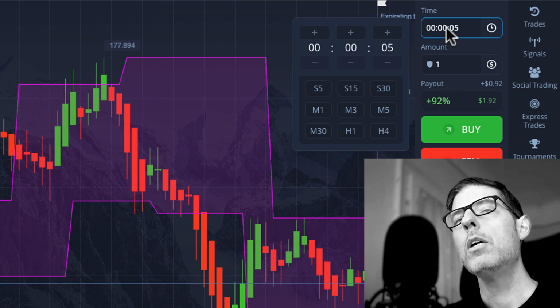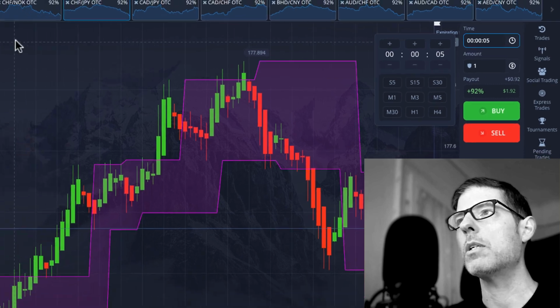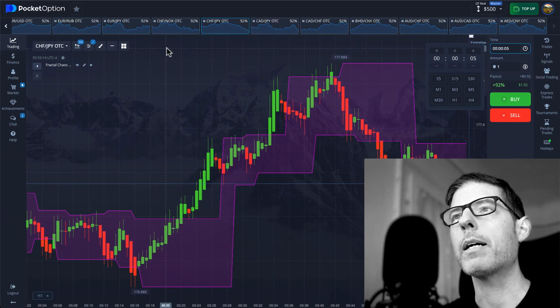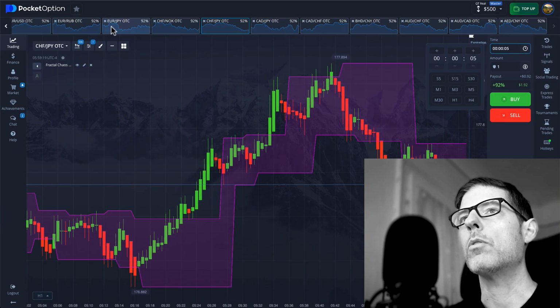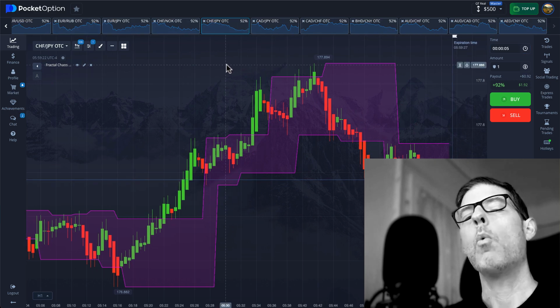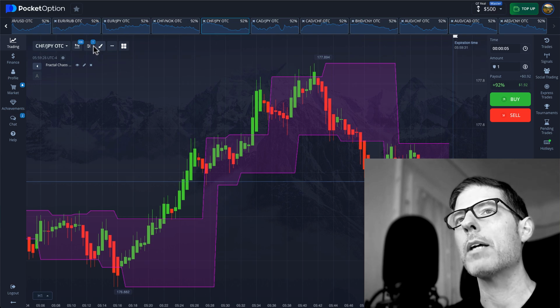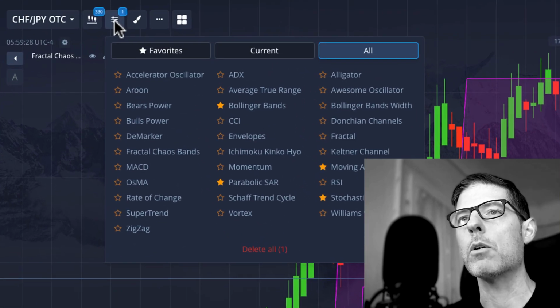So yes, you will need to use OTC, so make sure to add some OTC pairs up at the top of Pocket Option up here, so those are easily accessible. And one indicator, guys, that you're going to have to use today is the Fractal Chaos over here on the indicators menu.